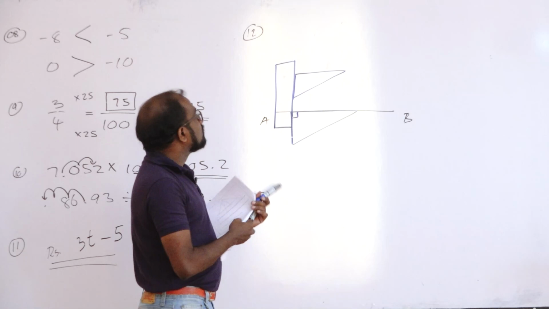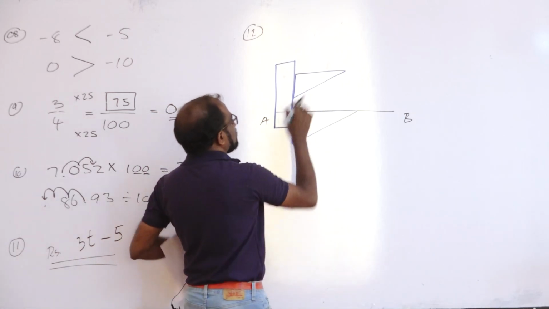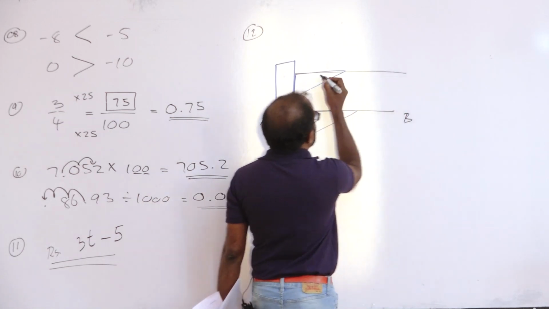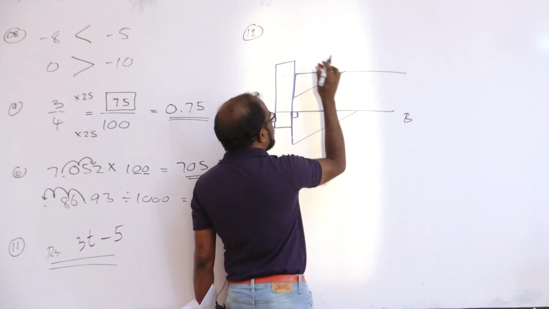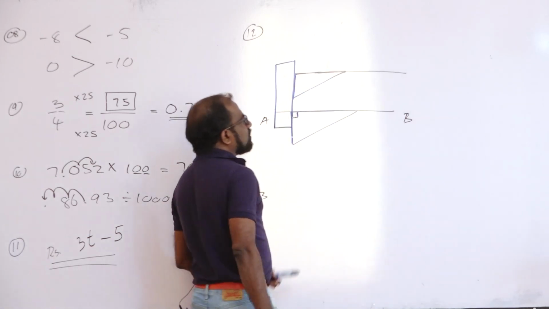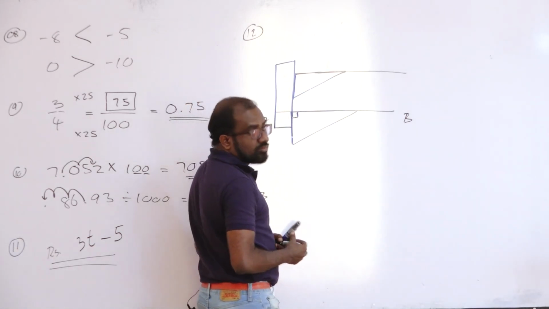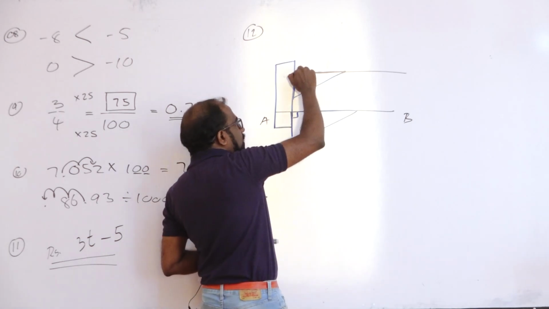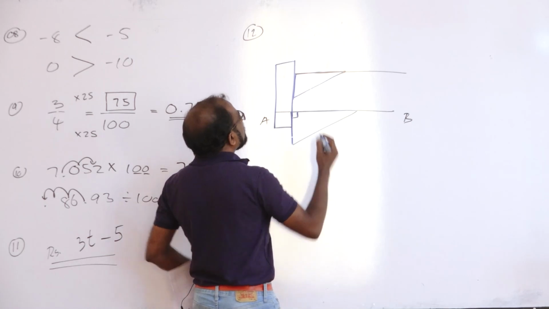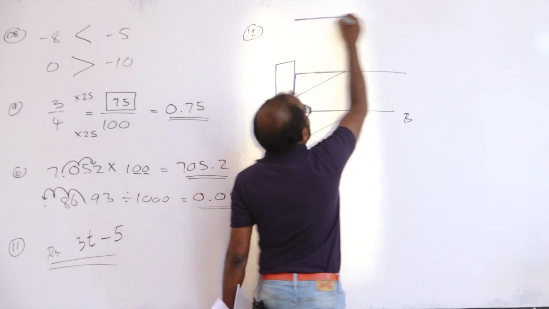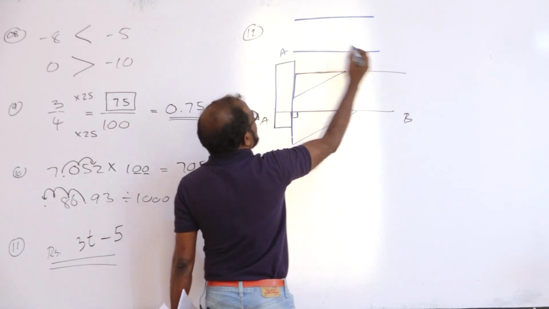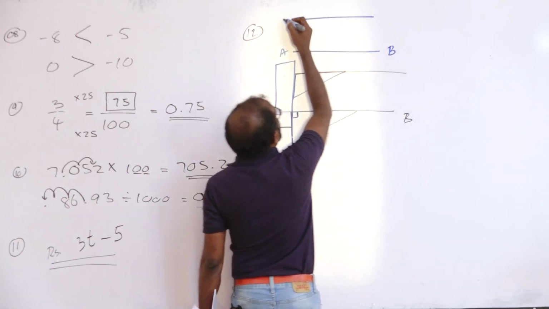You can stop at any point, remove the ruler and draw a straight line along the edge of the set square. Along the edge of the set square, draw a straight line. So you can name it as CD or anything. A pair of parallel horizontal lines. This is AB. This is CD.